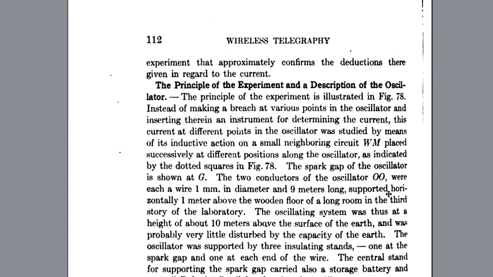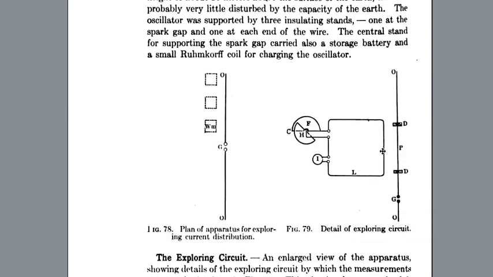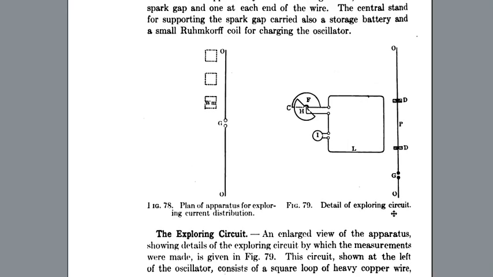The principle of the experiment is illustrated in figure 78. Instead of making a breach at various points in the oscillator and inserting therein an instrument for determining the current, this current at different points in the oscillator was studied by means of its inductive action on a small neighboring circuit WM, placed successively at different positions along the oscillator, as indicated by the dotted squares in figure 78. The spark gap of the oscillator is shown at G.